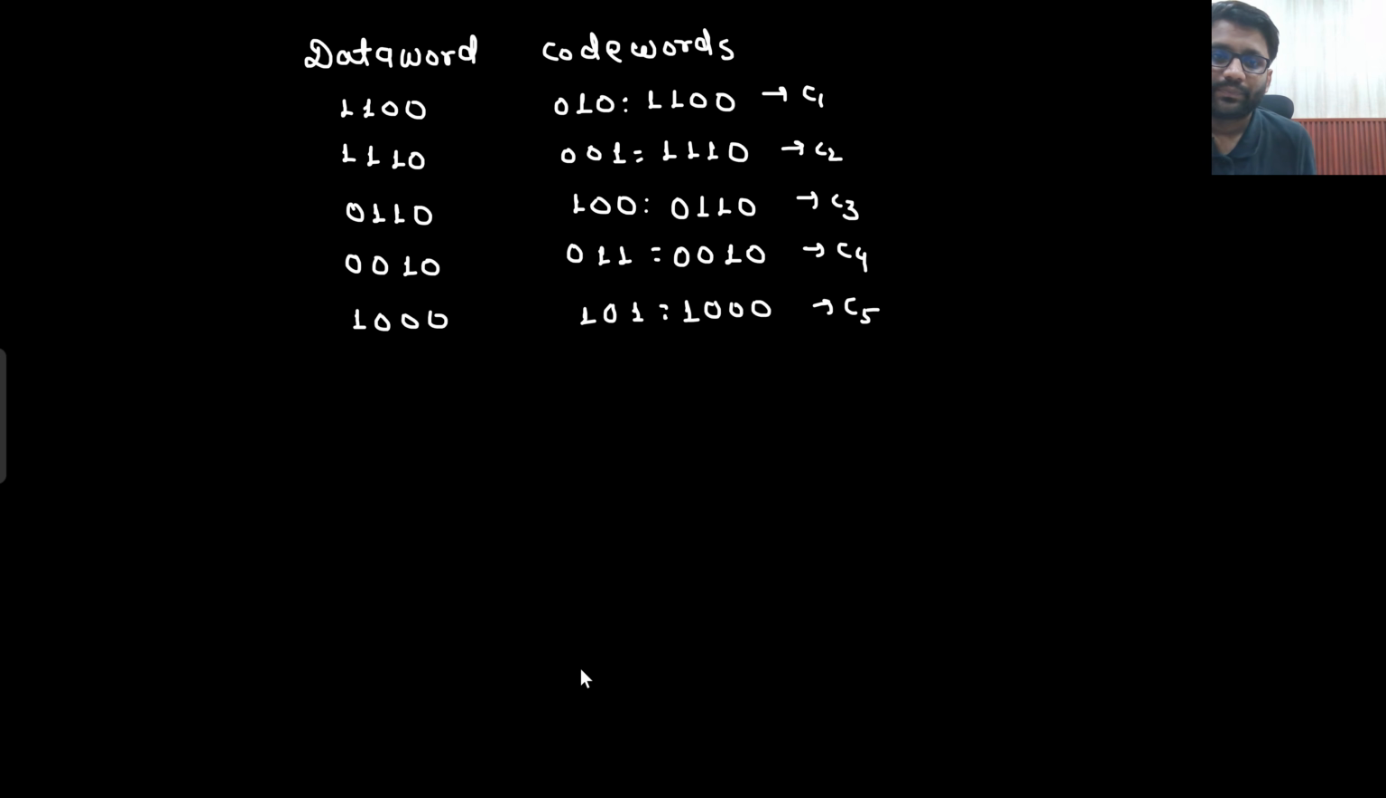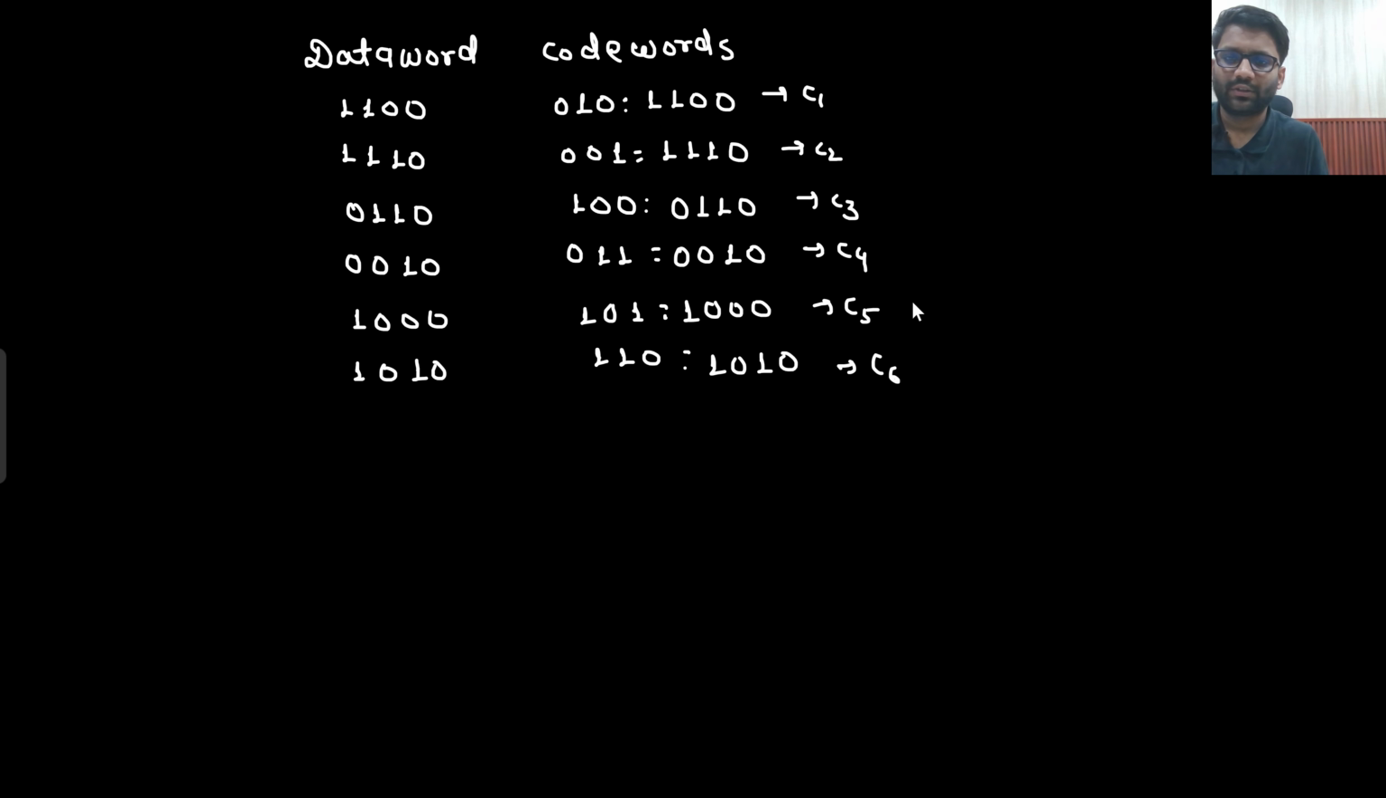Now what do I do? C1, C3, let's do C1 XOR C3. So what will you get? Sir, 1, 0, I need to do C1 XOR C3, no? So 1, 0, 1, 0. So you are getting 1, 1, 0, 1, 0, 1, 0. We have got C6. Right?